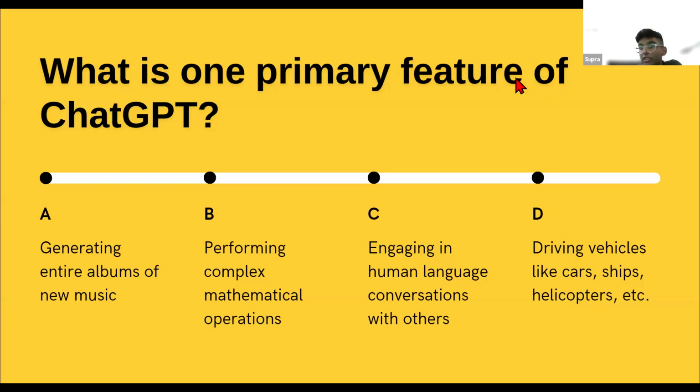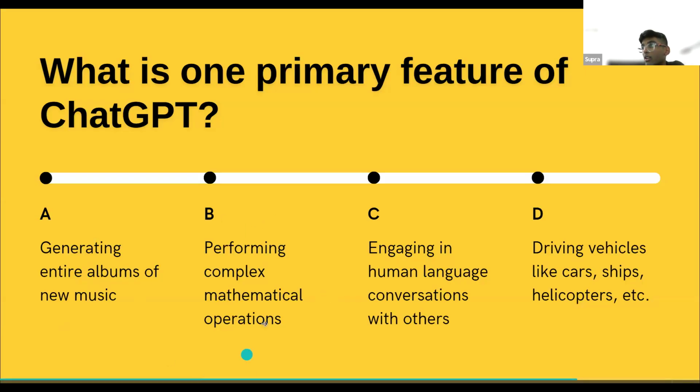Okay, anyway, what is one primary feature of ChatGPT? A, generating entire albums of new music. This is not one primary feature of ChatGPT. People don't use it to generate entire albums of new music commonly. I guess maybe it can be done, I'm not even sure, but that's not the answer. Technically, for maybe one person out there that could be right, but not for us.